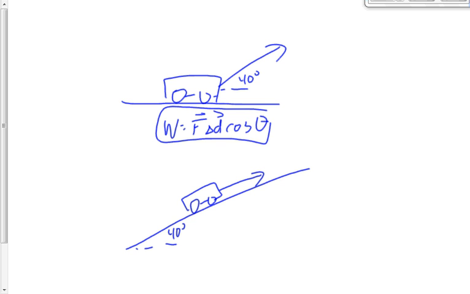Yeah. Good. Why would I drop the cos theta? Yeah, it's moving at 40 degrees, but I'm pulling it at 40 degrees. So the difference between the way that I pull it and the way that it moves is 0. Cosine 0 is 1, so it becomes F times D. How about this one?